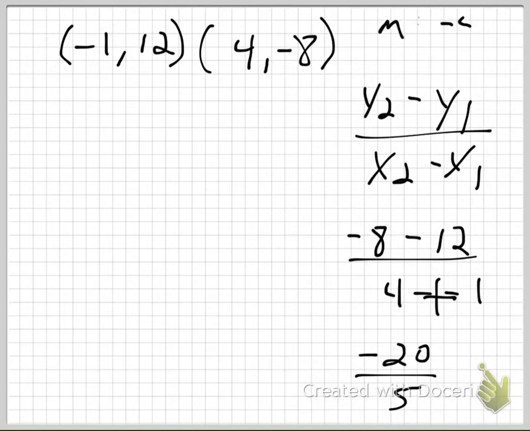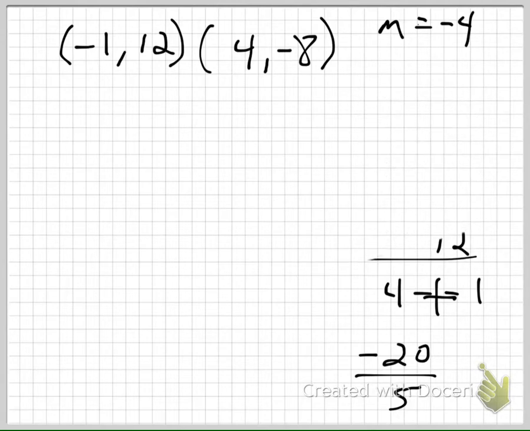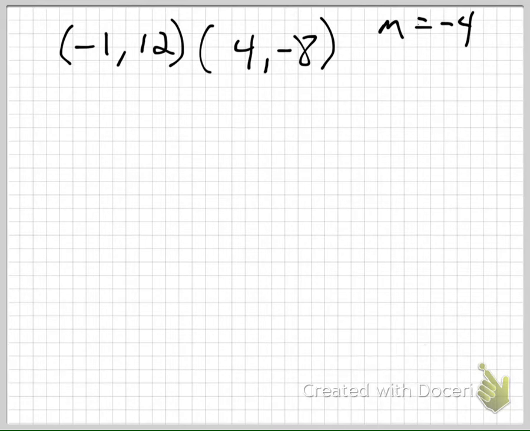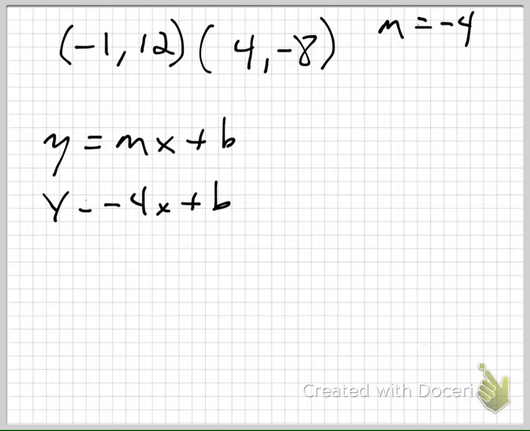M equals negative 4. I can erase all this stuff now, people. I don't need it. I did all that just to find the slope. Now that I have the slope, what do I need? Right, y equals mx plus b. Y equals negative 4x plus b.